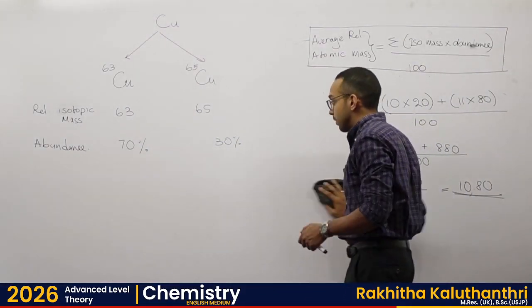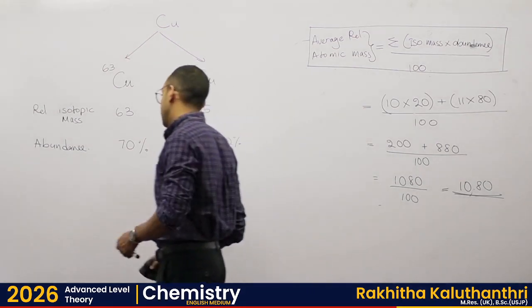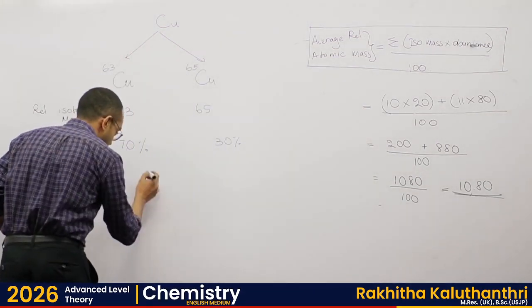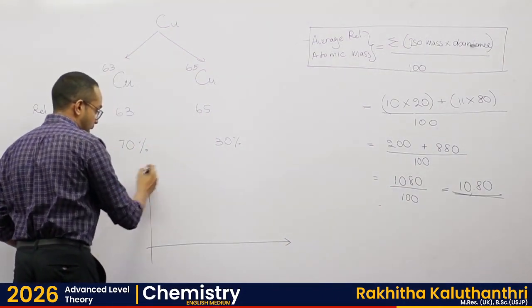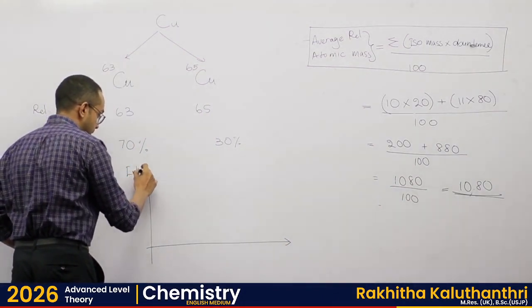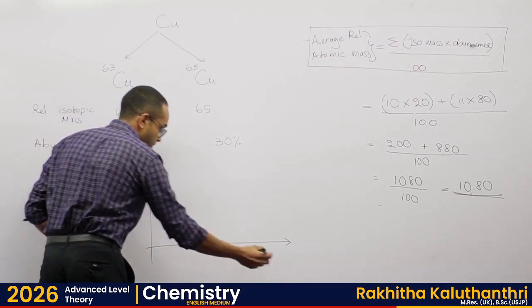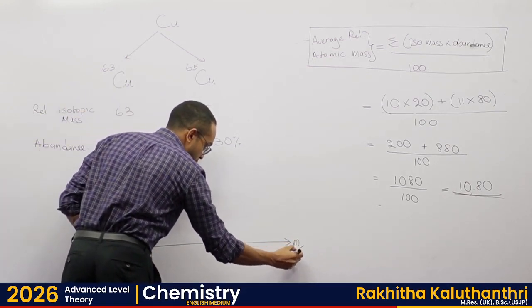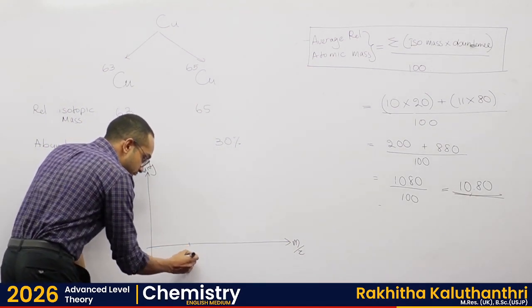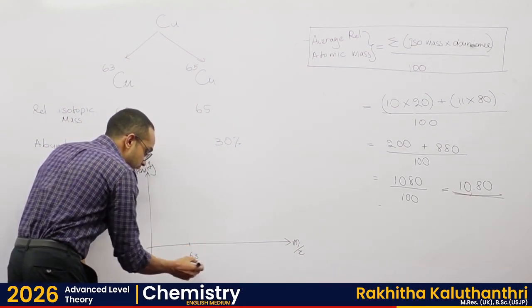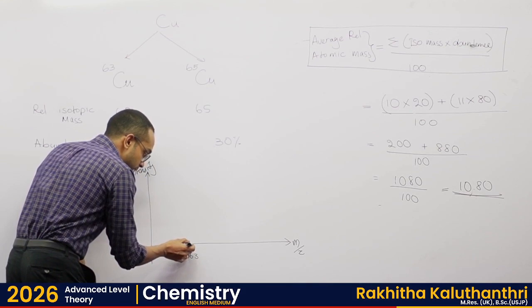Now you get this is 70 to 30%. So when you're drawing the graph, one thing you have to label the graphs. This is intensity, and this is mass to charge ratio, and over here we have 63. You have to label that. This is 65. So 63 is more abundant.